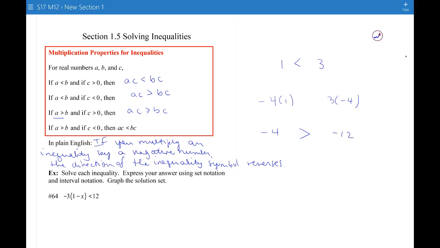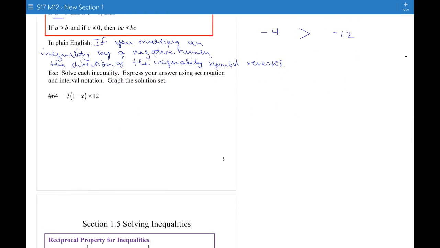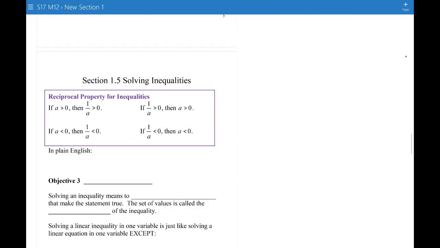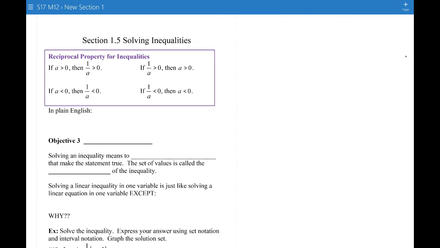Okay, so we're going to do some simple solving of inequalities. We'll do that one together in class and then talk about the answer, because the answer always has three parts: set notation, interval notation, and a graph. So I want to do those together to make sure and emphasize that.